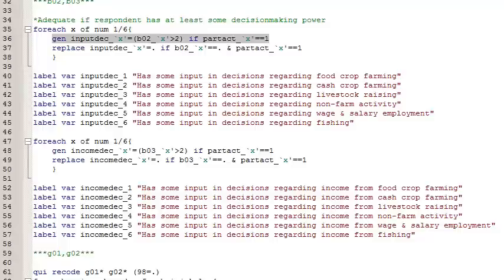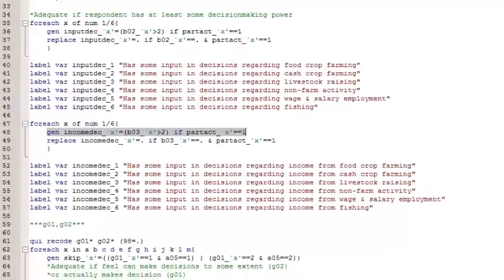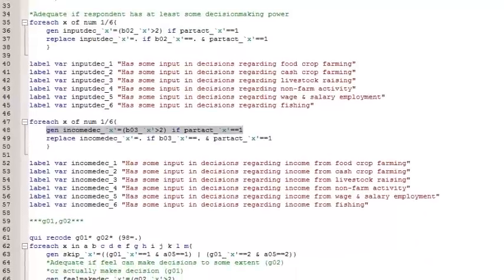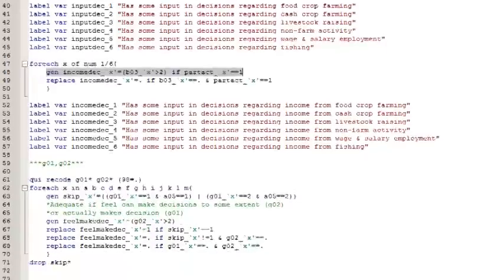Then we move on, based on question P03, we create the indicator income_dec_X. Income_dec_X is equal to 1 if the individual participates in that activity and if he has some input in the decisions about income generated by that activity X.